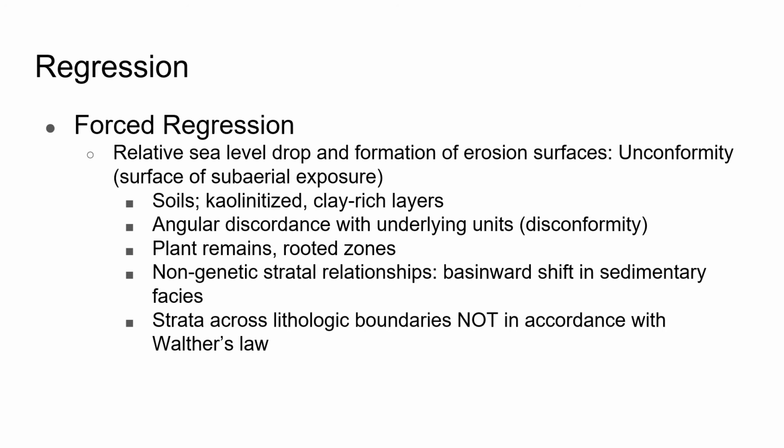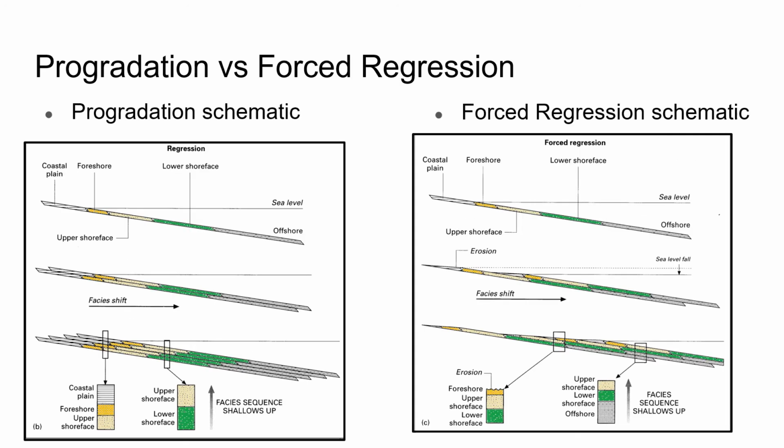You'll see these basinward shifts in sedimentary strata, what we call a non-genetic stratal relationship, which means instead of being a nice gradual change of coarsening upward, it's very abrupt. And most importantly, these strata do not work in accordance with Walther's law because sometimes we skip units. So this might be hard to mentally visualize, so let's look at some examples of a difference between a progradational regression and a forced sea level drop regression.